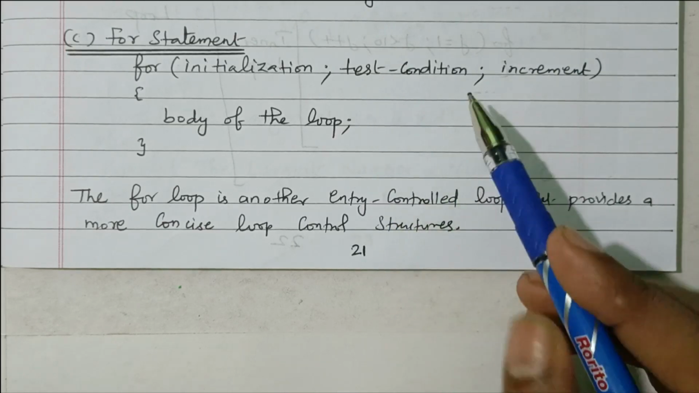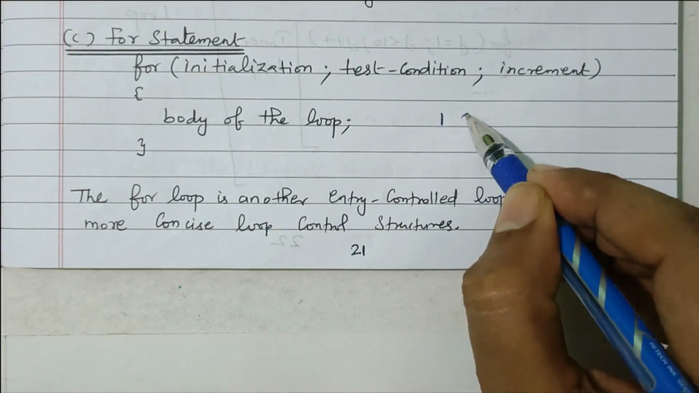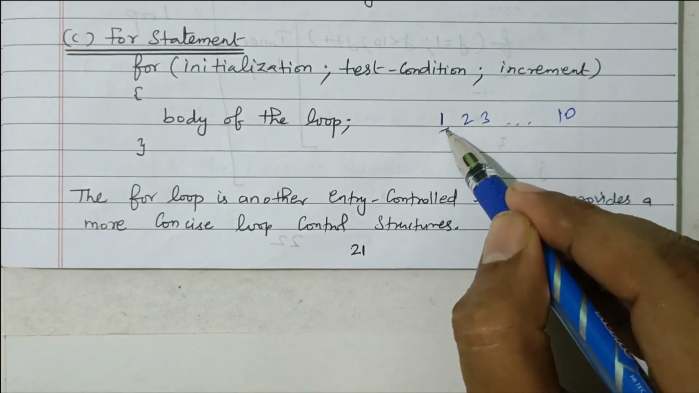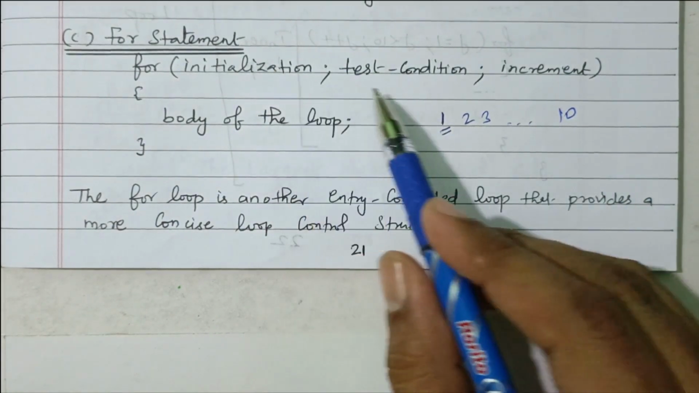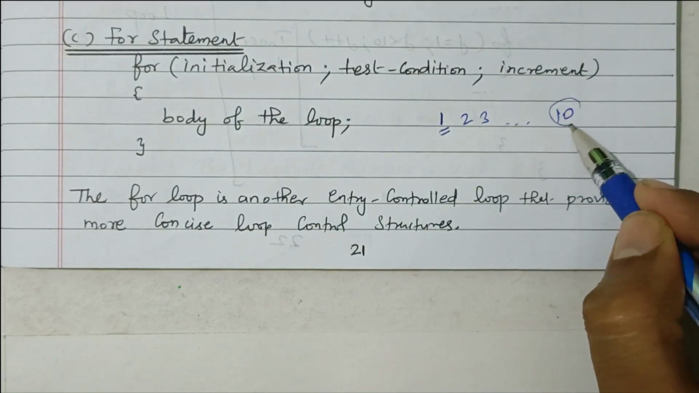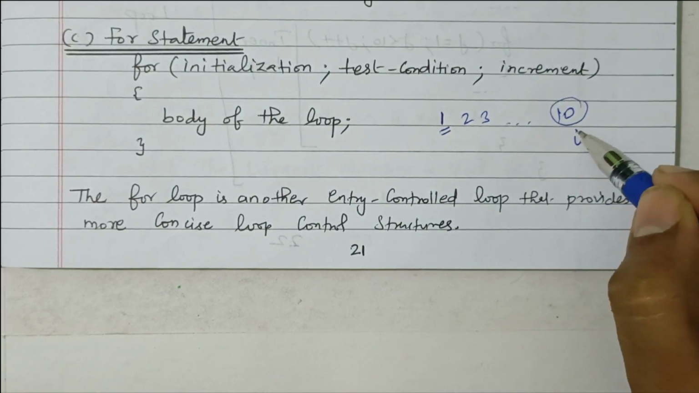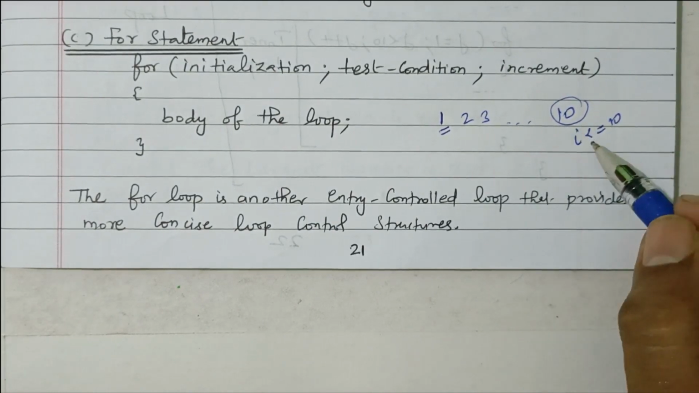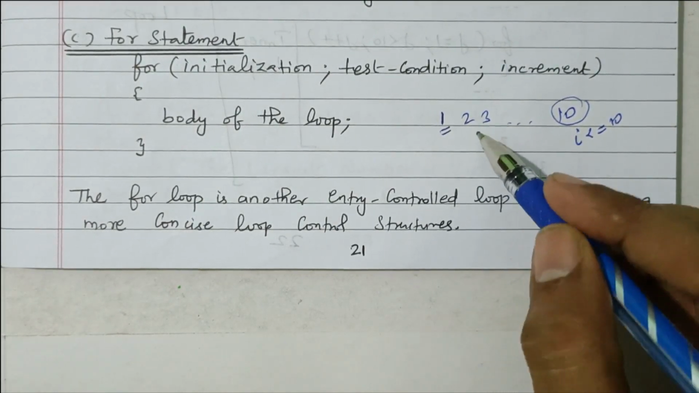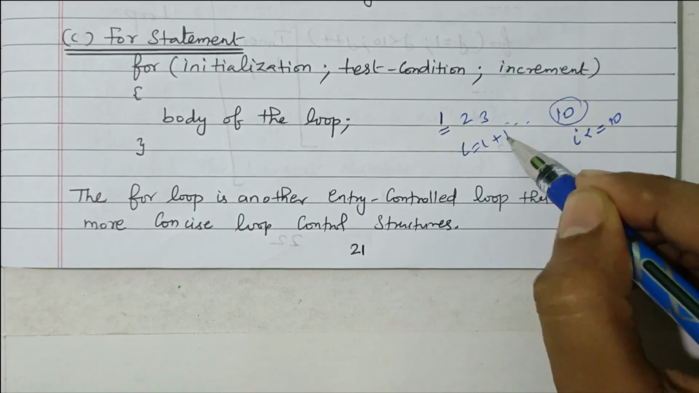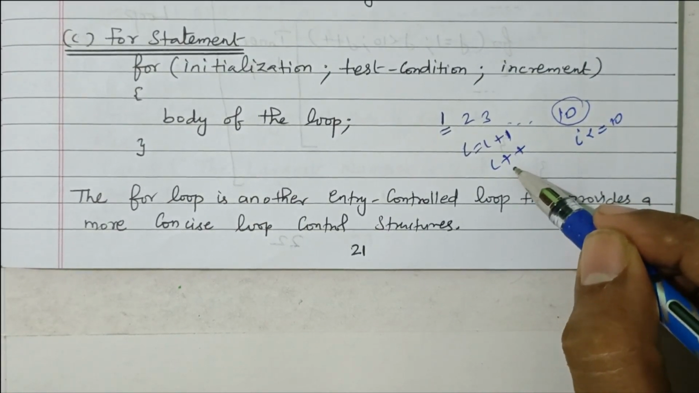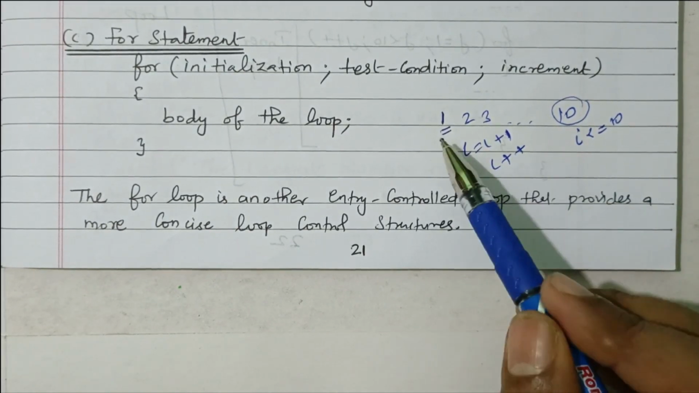So if we want to produce the numbers 1, 2, 3 up to 10, it is very easy. The initial value is 1. The test condition is, for example, i less than or equal to 10. If it is more than 10, it will stop the process. What is the increment? i equals i plus 1, that is i plus plus. i plus plus is called the increment operator. So it is easy.